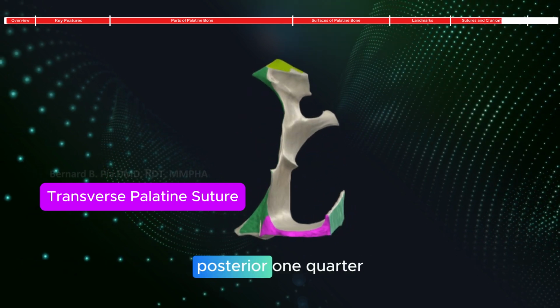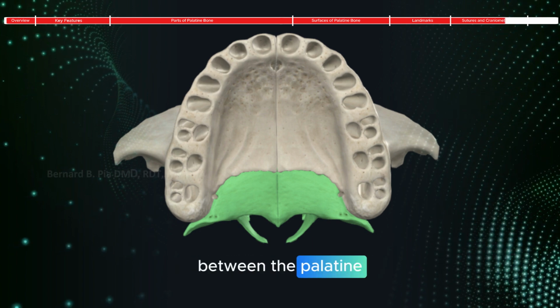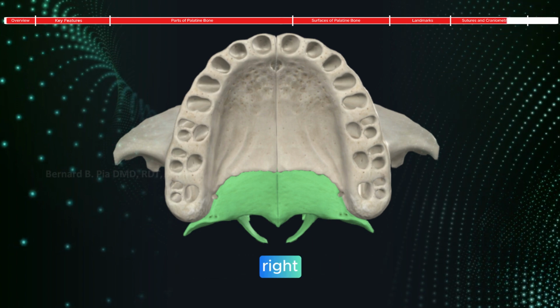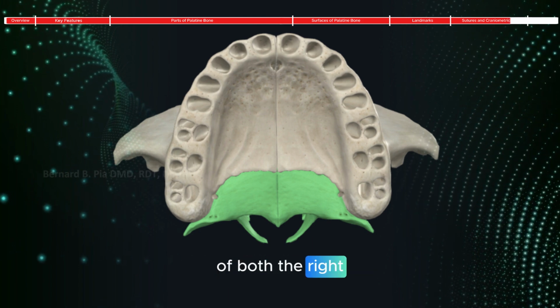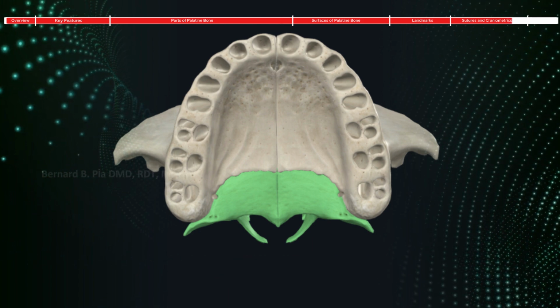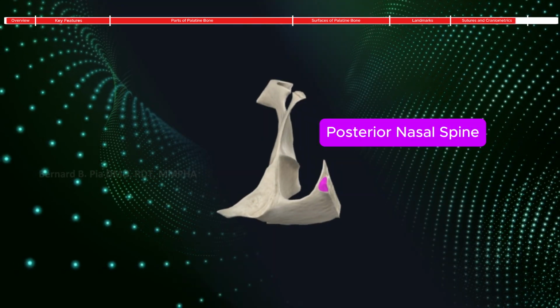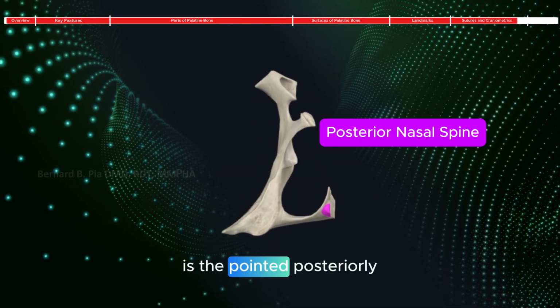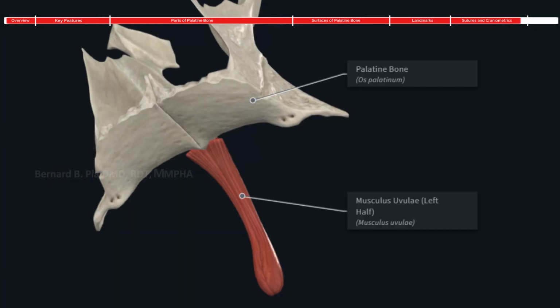from its posterior 1/4. It is the articulation site located between the palatine processes of both the right and left maxillae and the horizontal plates of both the right and left palatine bones. Craniometrics. 1. The posterior nasal spine is the pointed, posteriorly projecting process found along the midline on the inferior aspect of the cranium. The posterior nasal spine provides an origin site for the musculus uvulae.